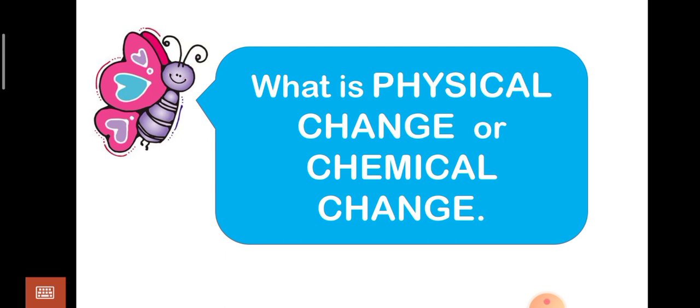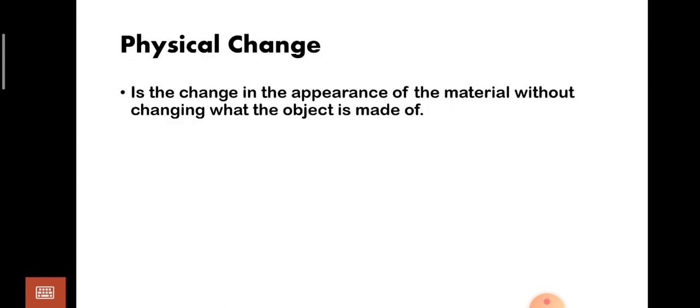So ngayon, iisa-isahin nating pag-aaralan kung ano ba yung pagkakaiba ng physical change or chemical change. When we say physical change, it is the change in the appearance of the material without changing what the object is made of. Nagbabago lang yung kanyang itsura. Pero yung composition ng isang matter o ng isang material, nananatili pa rin.